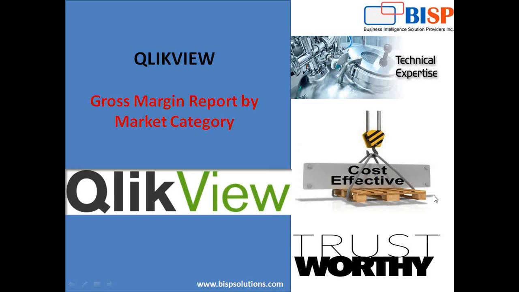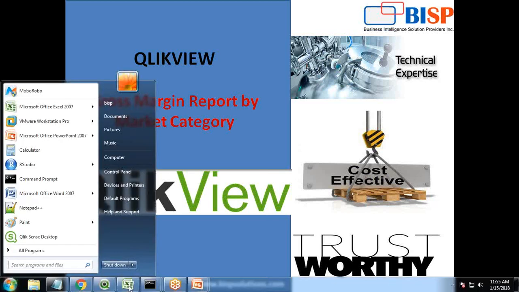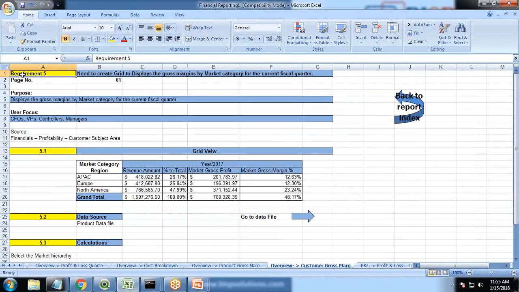My name is Sumit and today I'm going to demonstrate how to create a gross margin report by product category using Qlikview. The report which I'm going to create in Qlikview, you can build the same report in QlikSense as well, because Qlikview and QlikSense belong to the same family. So let me show the requirement first. That's requirement number 5.